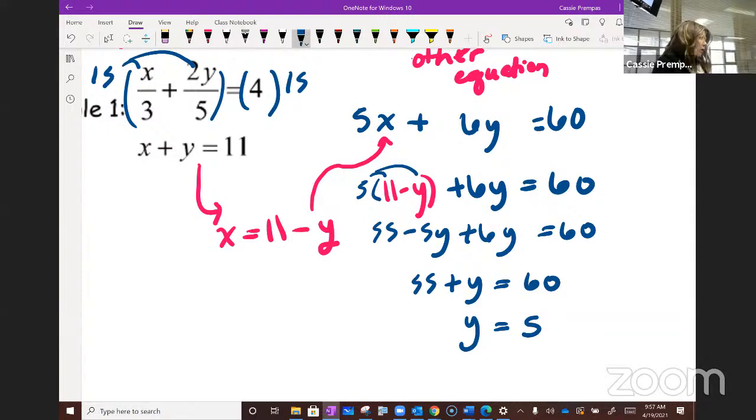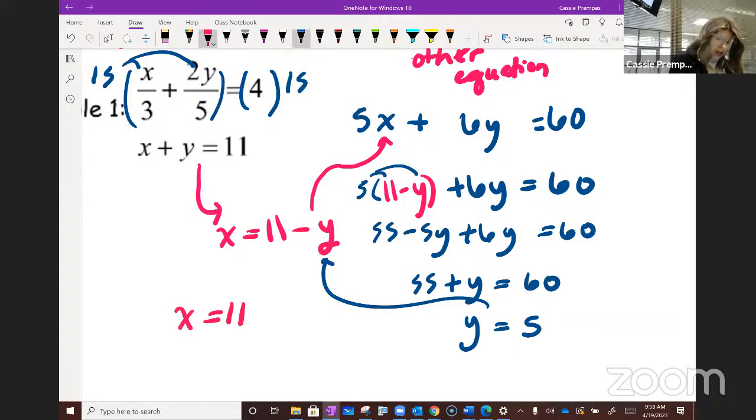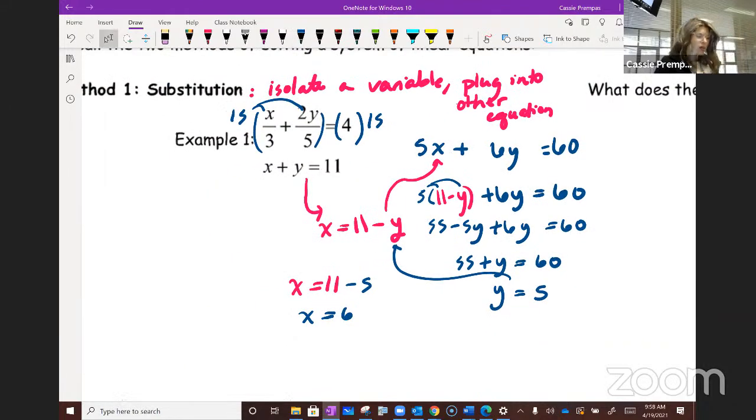Now you guys probably remember, but what do we do after we have one variable? Plug it back in. So I plug it in for y of the other equation, and I have x is equal to 11 minus 5. So x is equal to 6. Now, rather than writing it x equals, y equals, I will always ask you to write it as an ordered pair. So xy would be written as 6, 5.